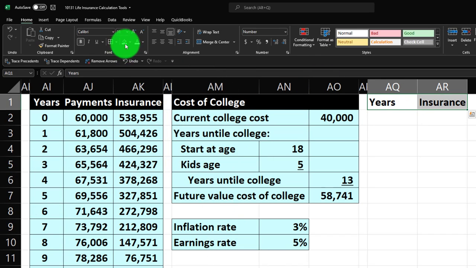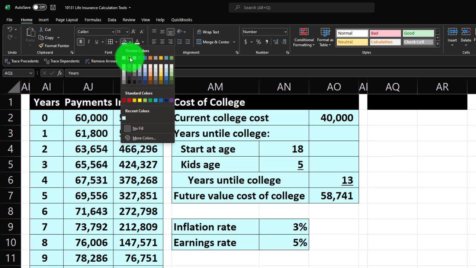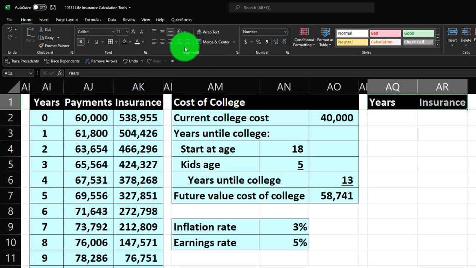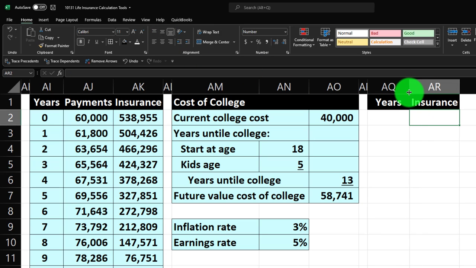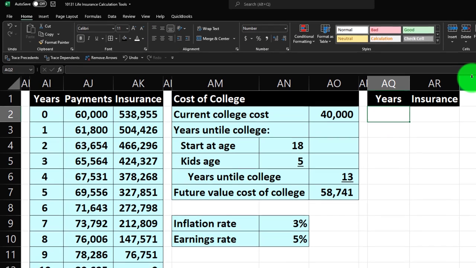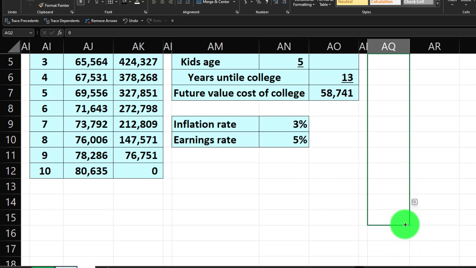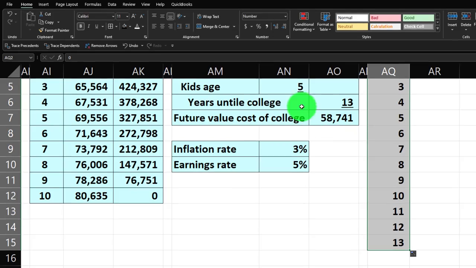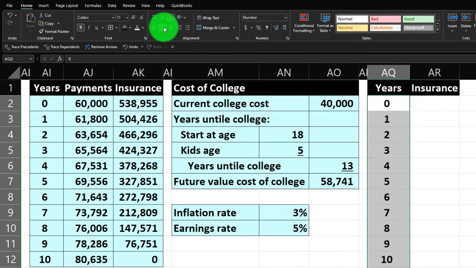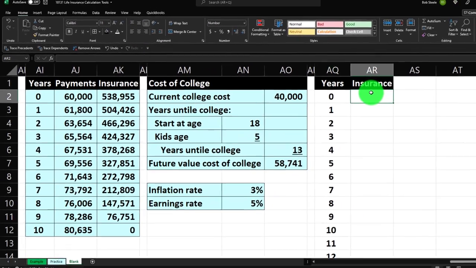I'm going to go to the font group, make this bucket black and white. Let's center this now. Let's make the years a little bit skinnier. And then I'm going to select 0, 1, 2, those three, and take it down 13 years this time. 13 years. Center it.